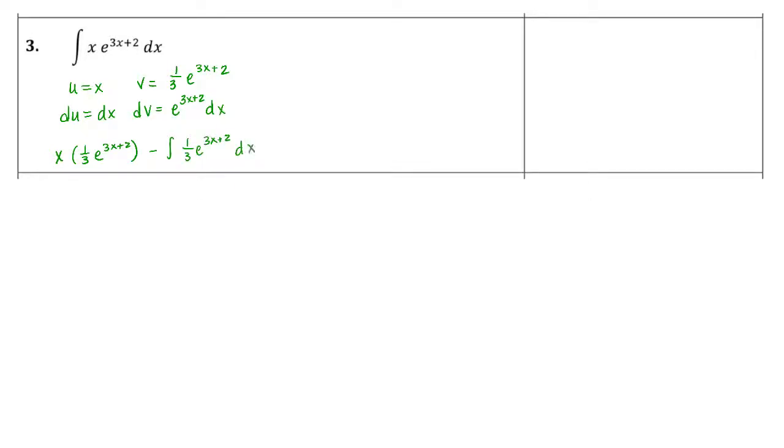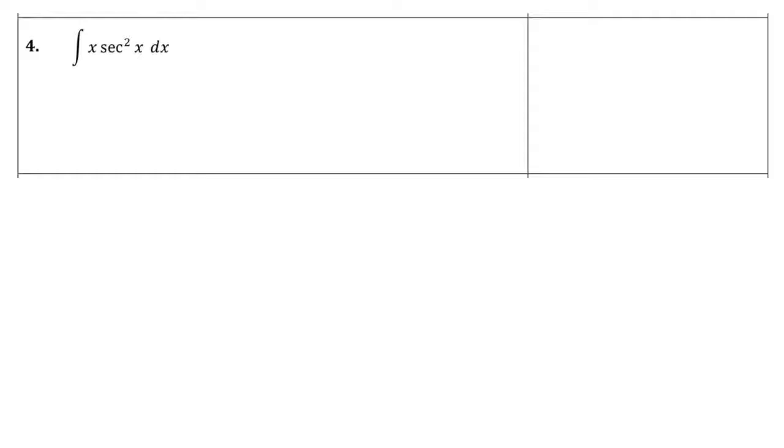du. And again, here we're just bringing down our x and our 1/3 e to the 3x plus 2 minus, and we would move our 1/3 out. And again, if we integrate e to the 3x plus 2, we're going to have 1/3 e to the 3x plus 2. And then we have plus c.